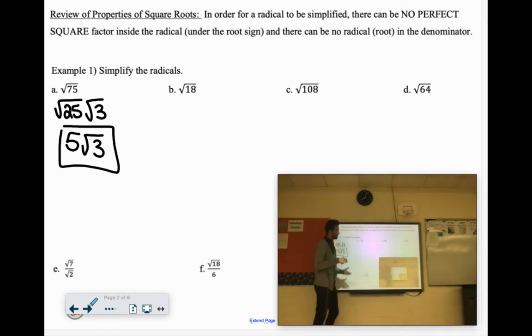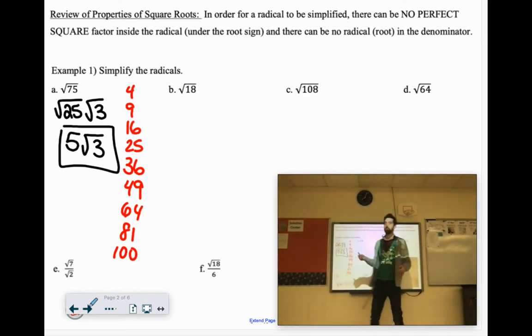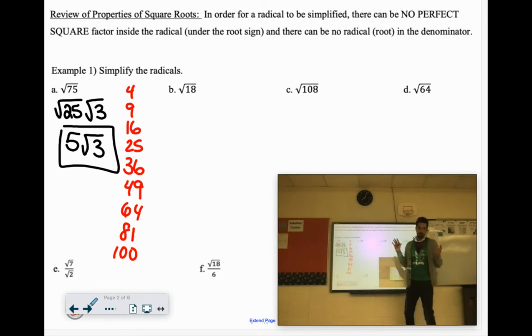18, you're like, okay, here, let's list our perfect squares. 2 times 2 is 4. 3 times 3 is 9. 4 times 4 is 16. 5 times 5 is 25. 6 times 6 is 36. 7 squared is 49. 8 squared is 64. 9 squared is 81. 10 squared is 100. If you can keep these ones at least tucked in the back of your brain, it will make all of this so much easier. Now, it goes on forever, but these are the super important ones and the most widely used ones.